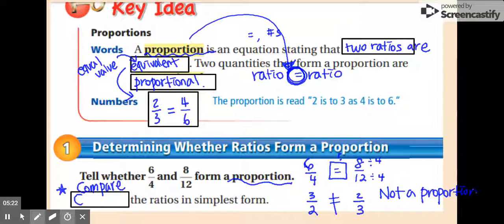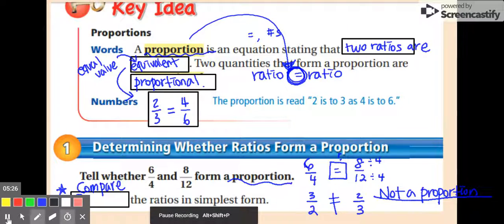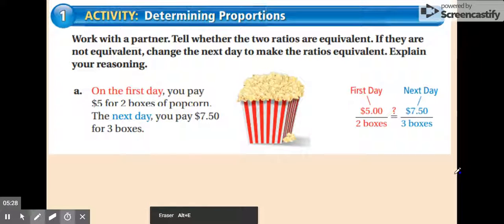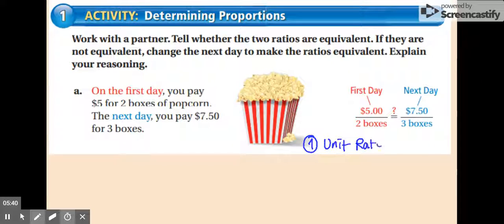Copy it down. $5 for 2 boxes, $7.50 per 3. So let's just compare the unit rate, because we already know how to find the unit rate, right? What about for 2 boxes? How much is it per 1 box? You just divide it by 2, $2.50.